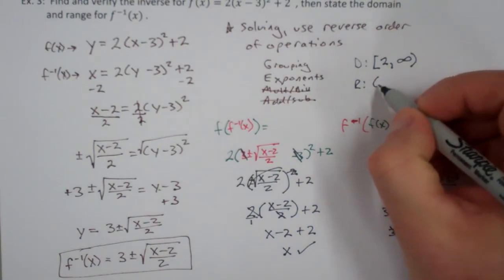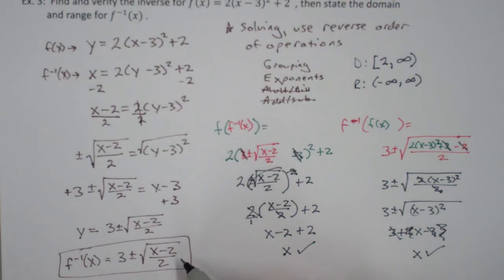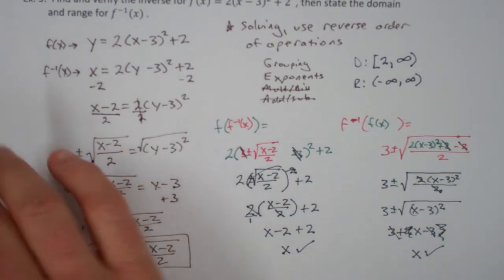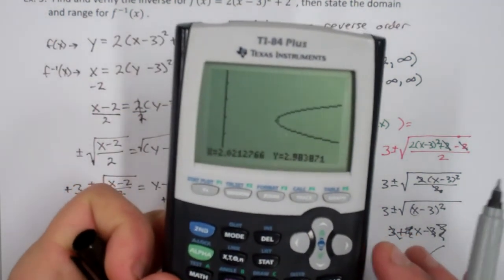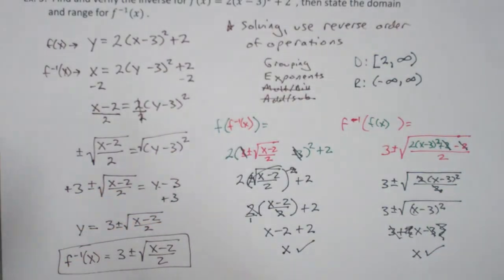The range is just going to be negative infinity to infinity. This graph is just a parabola turned on its side. And each end, you can see here in the graph, will continue on to infinity and then also down to negative infinity.